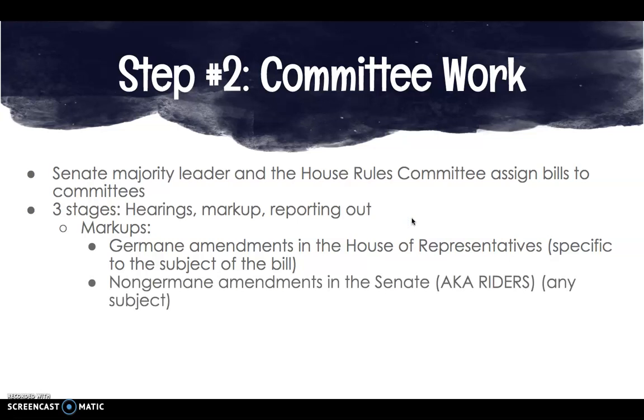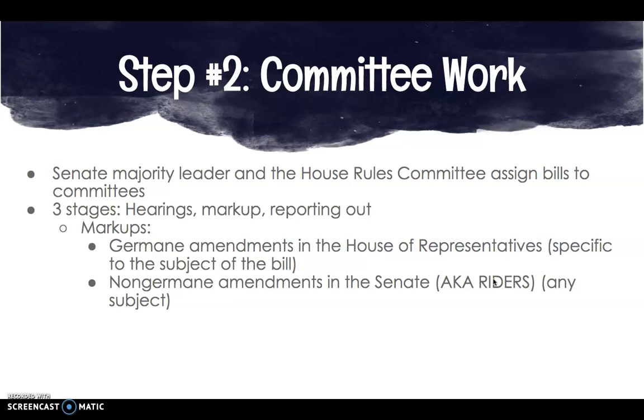Now, in the Senate, there can be non-germane amendments, and these are also known as riders. They're called riders because they ride, quote unquote, onto an unrelated bill, often added to benefit a member's agenda or programs, or enhance the political chances of a bill, for example.